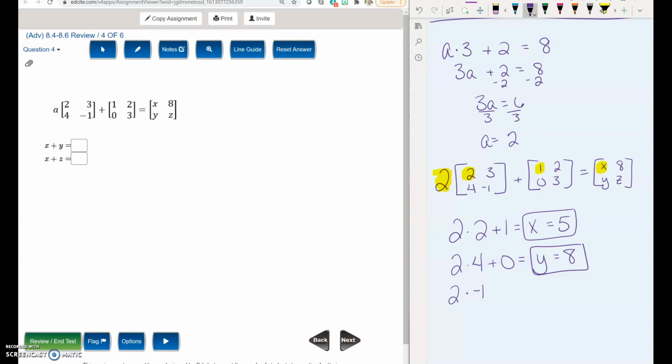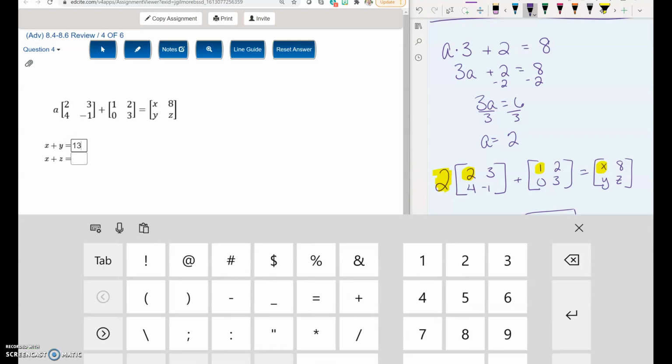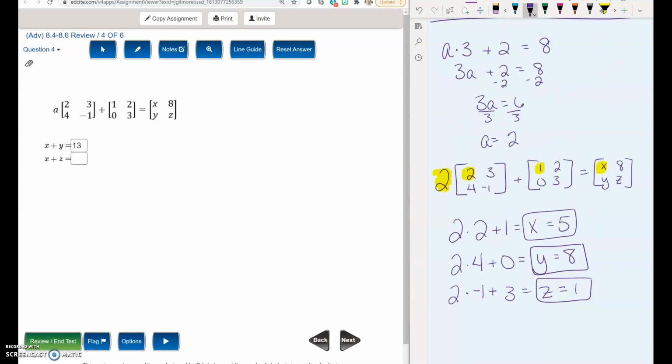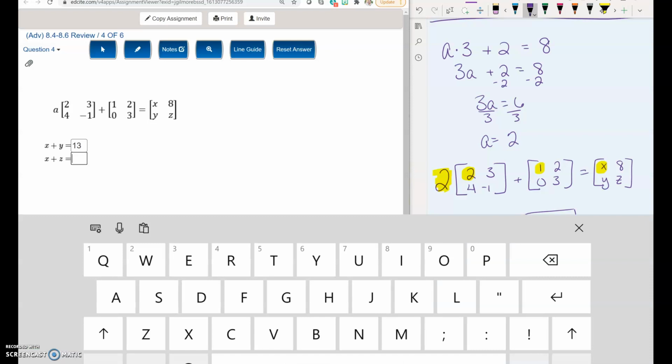2 times -1 plus 3 equals Z. That's -2. -2 plus 3 is 1. So Z equals 1. Now it's asking what is X plus Y. X plus Y, 5 plus 8, is 13. So in here we type in 13. And then X plus Z, 5 plus 1, is 6.